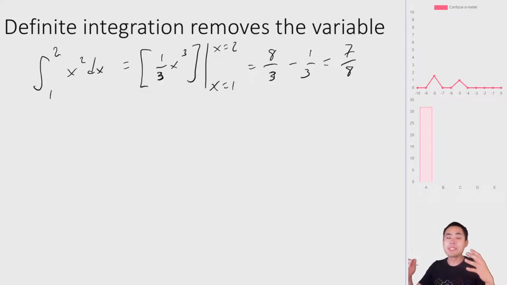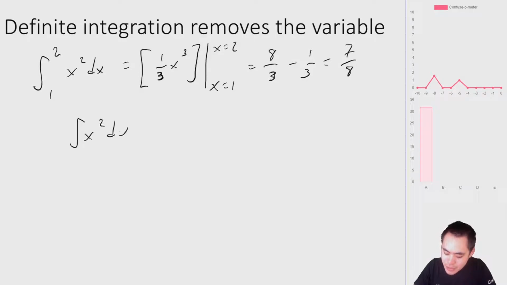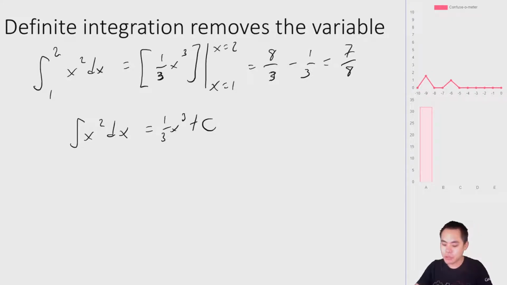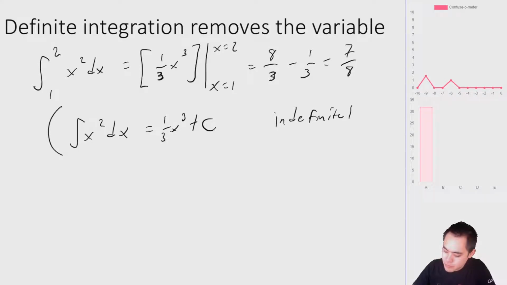This is different from indefinite integration, because if you just did the integral of x squared dx, that'd be 1/3 x cubed plus c. So your x is still in there when you have an indefinite integral. But when you have a definite integral, it removes it. Your answer no longer has any x's in there. This is super helpful because when we do the integration over x, we no longer have any x's left.